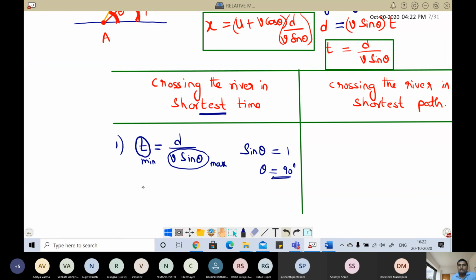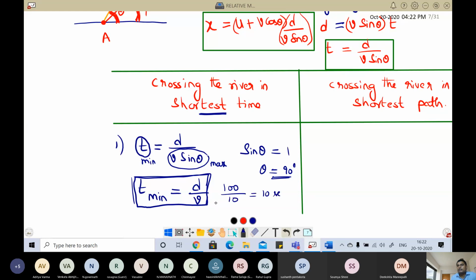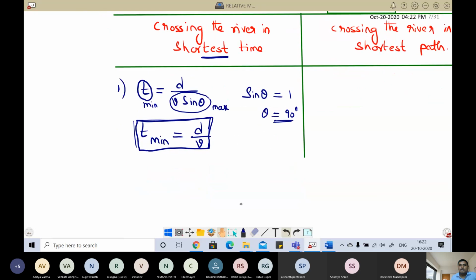90. So therefore T minimum is equal to d by v. That's all. Suppose the width of the river is 100 and the man's velocity is 10. So therefore, how many seconds? 10 seconds. That's all. Simple. Shortest time. Okay. Next, second one, drift.